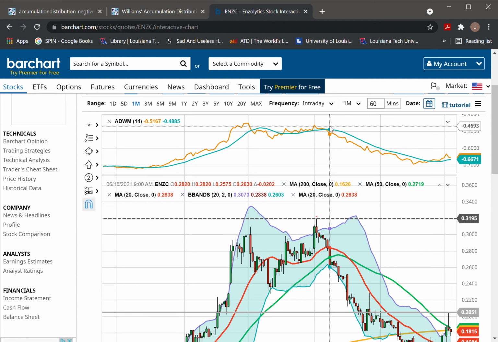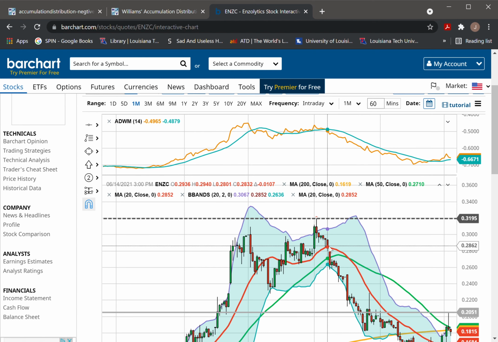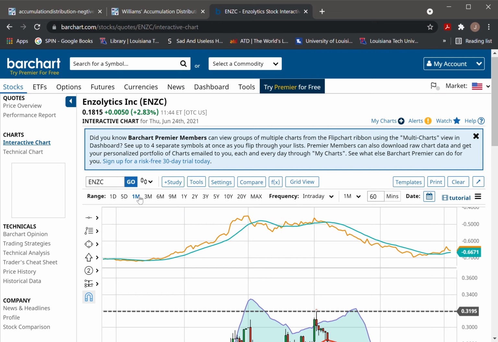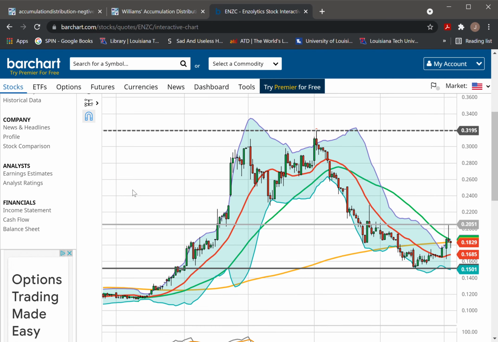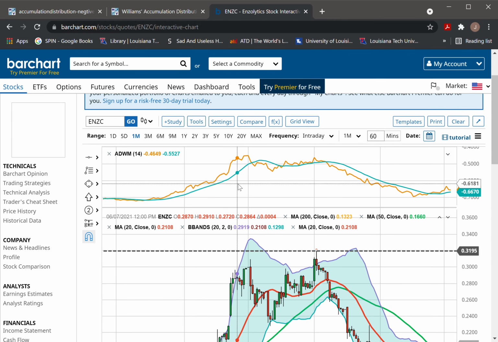And just imagine if you had caught this here, right there at the very top, and you had sold, you'd have saved yourself a lot of pain. This is the 1 month time range intraday on ENZC. So anyway, that's basically the easiest way I can explain it.